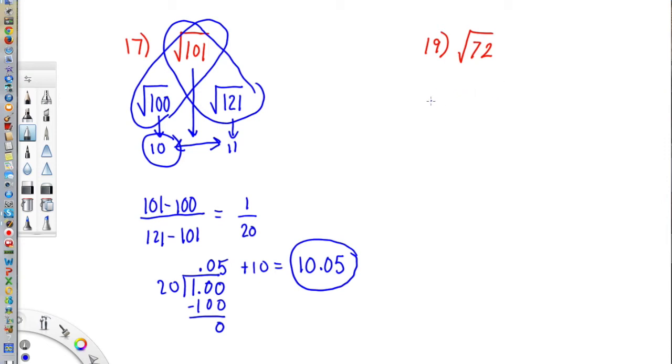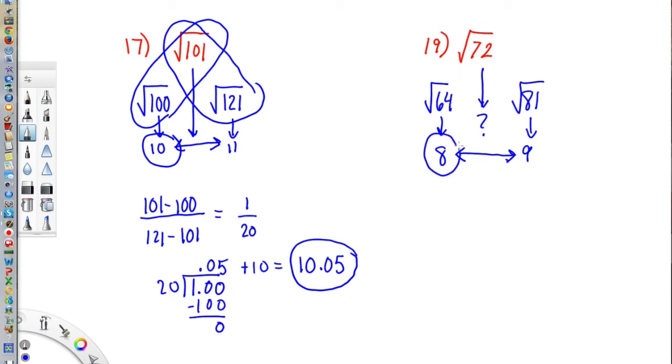It's good practice. Number 19, we need to find the square root of 72. I know that that's between the square root of 64 and the square root of 81. After all, 72 falls between the perfect squares of 64 and 81. I know that the square root of 64 is 8. The square root of 81 is 9. Therefore, this square root must be greater than 8 but less than 9. And 64 is a little closer to 72. Therefore, it's going to be closer to 8 than it is to 9.